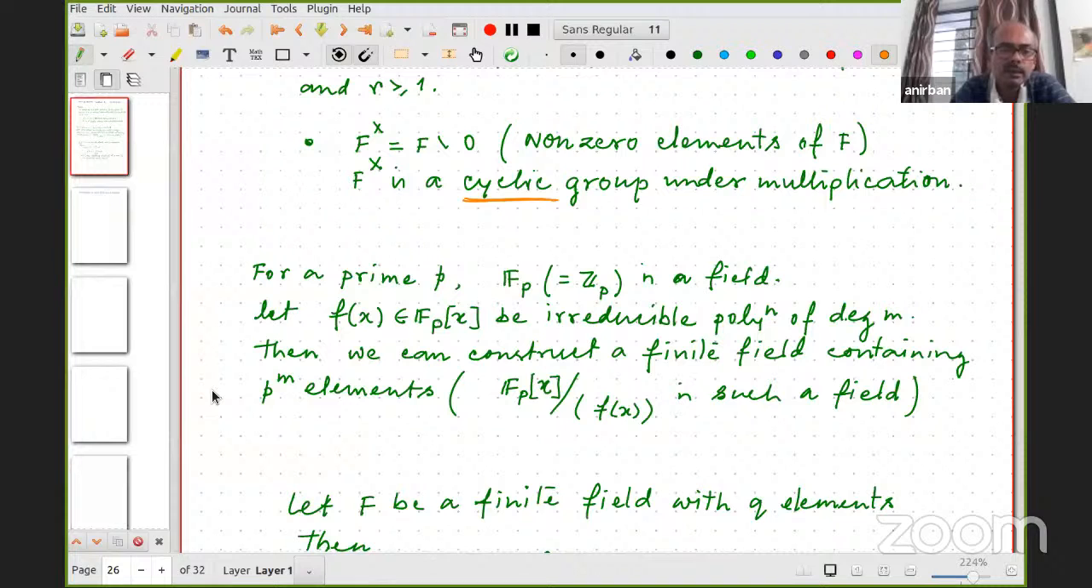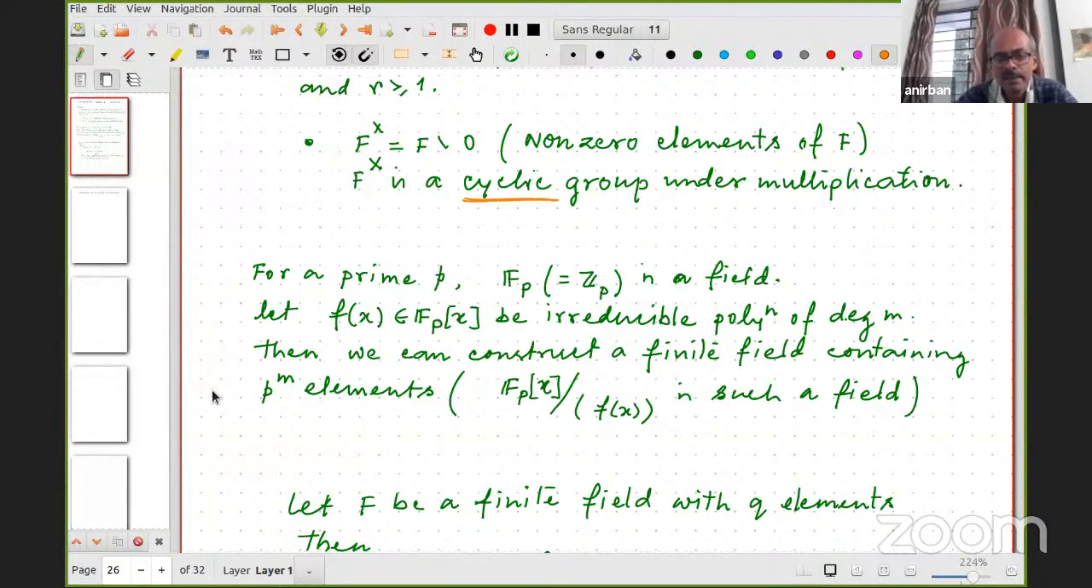So our first observation was that the ring Z mod p is always a field, which we also denote by Fp. Our general notation for a field of order q would be Fq. In that way we are replacing Zp by Fp. So for a prime, it's always a field.